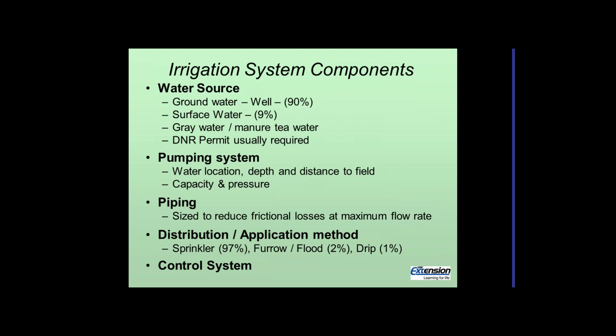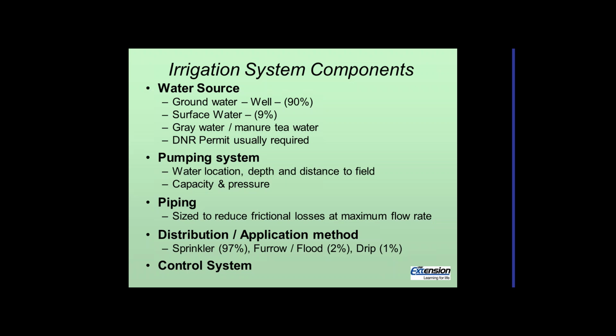So the water source for irrigation can come from a number of places. Groundwater, so you drill a well in the ground. That's 90% of what we use here in Wisconsin. Surface water, which would be lakes, rivers, ponds, and that's about 9% of the water used. And then we can use gray water, or basically if you're a food processor, you may have wastewater that can be irrigated onto land.